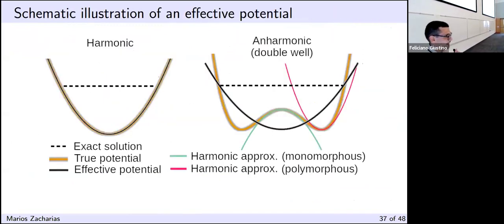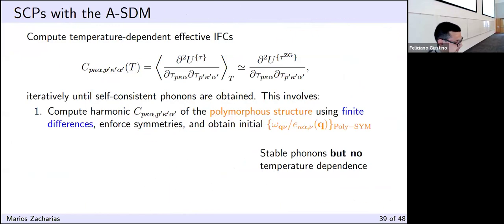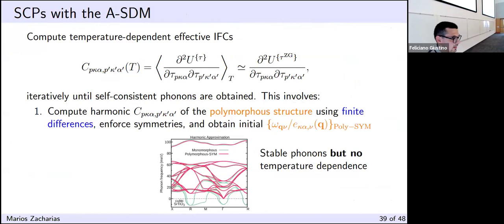So indeed, the polymorphous structure, if you have a large enough supercell size, should get you to the ground state of the system. Here we do one trick, it's physically justified. If I just compute the phonons of this polymorphous structure, I might add some instabilities because of the supercell size.